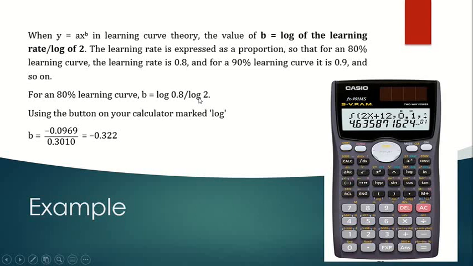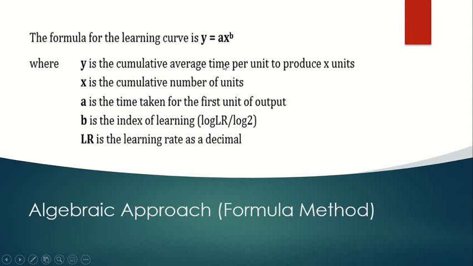So if we can find the B, automatically we can sort out this problem. B will be the index, and we now know how to find it. X will be the cumulative number of units. A will be the first unit time requirement. Y will be, automatically, our output: the cumulative average time per unit. Okay. So we'll move to one example.